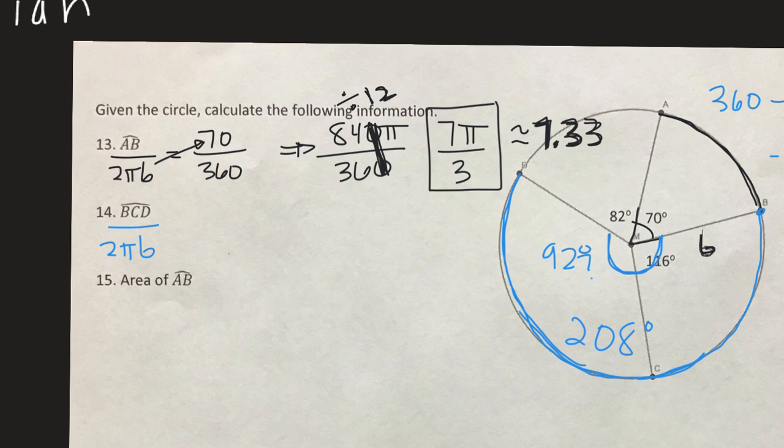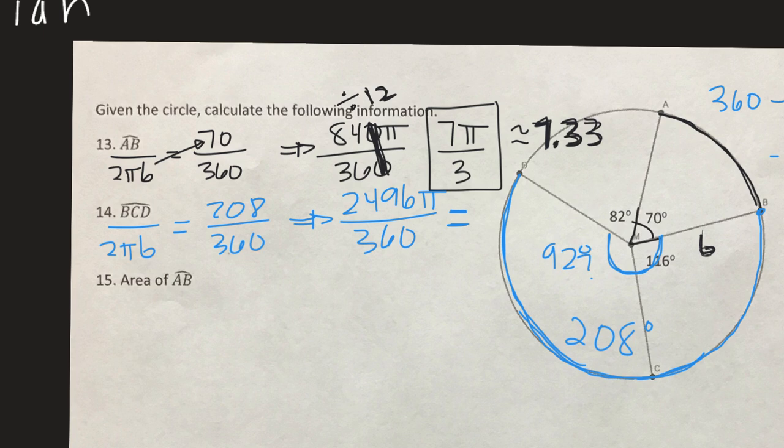So BC over 2 pi 6 equals 208 over 360. 2 times 6 times 208 is 2496 pi over 360. If you have an Inspire calculator, that can help you reduce that easily, but let's just take it as a decimal. Multiply and divide, and I get an arc length of 21.782 from B all the way around to D.